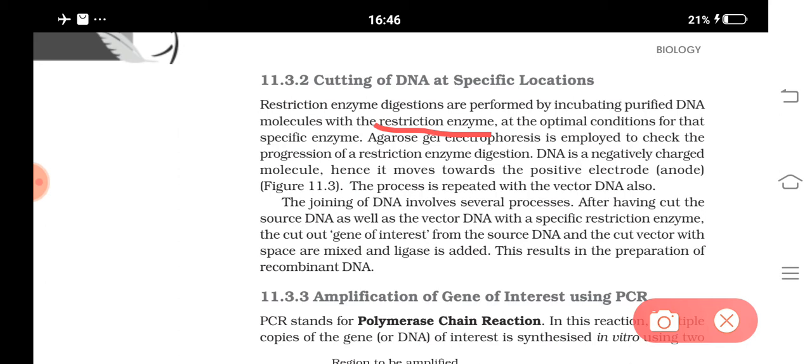After that, what we have to do? Using agarose gel electrophoresis, we can find out the gene of our interest. As DNA is a negatively charged molecule, it will move toward the positive electrode. We have already studied that, isn't it? And by the size, we can isolate the gene of our interest. The DNA fragments with long size will move slowly, and the ones with low molecular weight or small size will move fast. Understood? So likewise we can identify.